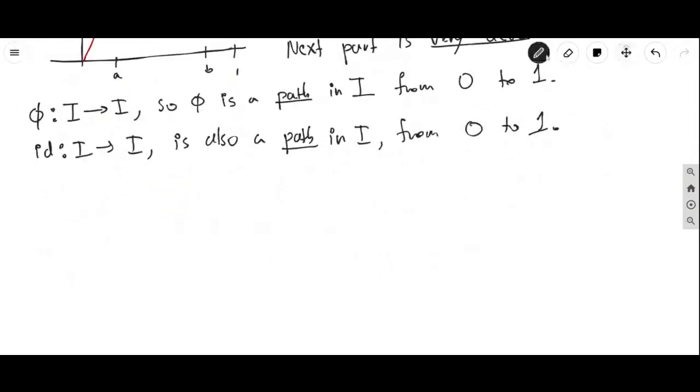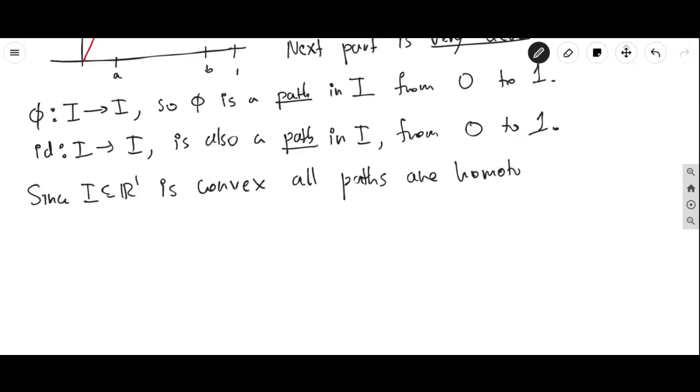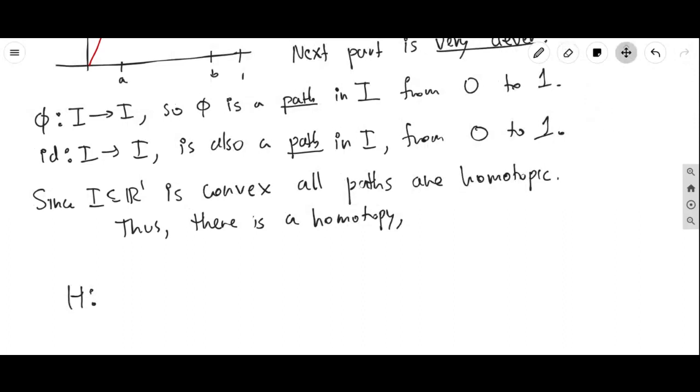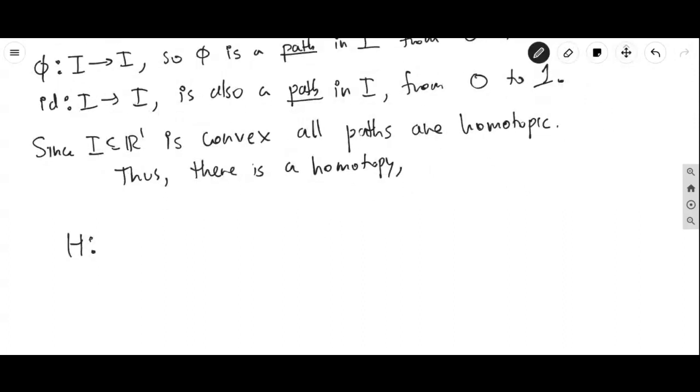Now recall what we said. Since I, a subset of the real line, is convex, the unit interval is convex, all paths are homotopic. So what does that mean? Thus, there is a homotopy. Let's call it capital H because we already used lowercase h, so we really are running out of letters. You should go back to this proof and see how many letters were actually used. So there is a homotopy that will take us from phi to I.